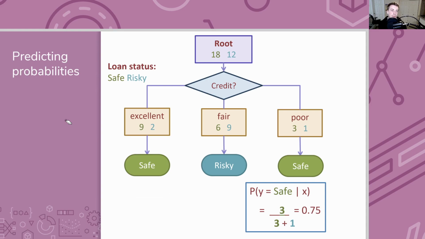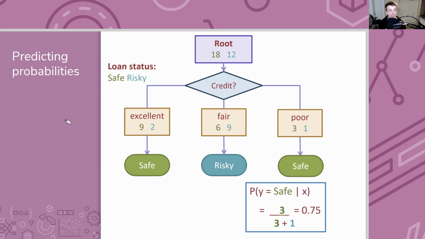All we do is keep track of a little bit of extra information, where the leaf nodes don't just track the majority class, but they keep track of these counts: how many of the data points that ended up here were the majority, and how many weren't. Something like excellent having 9 safe and 2 risky, or fair having 6 safe and 9 risky, or poor having 3 safe and 1 risky. We just keep track of both counts. We'll still know which one is the majority, but you keep track of both counts.